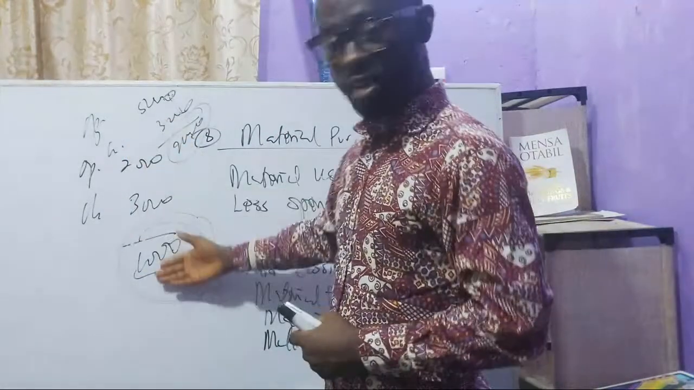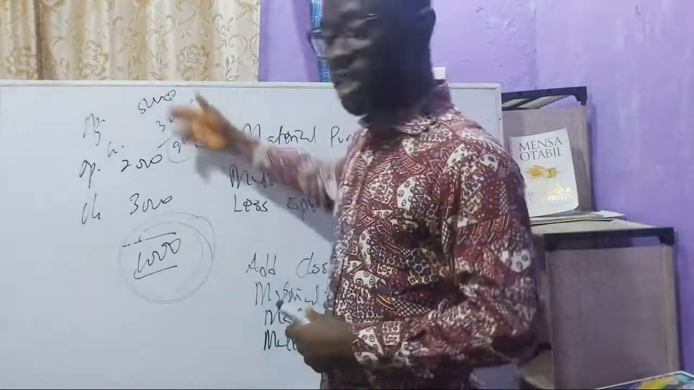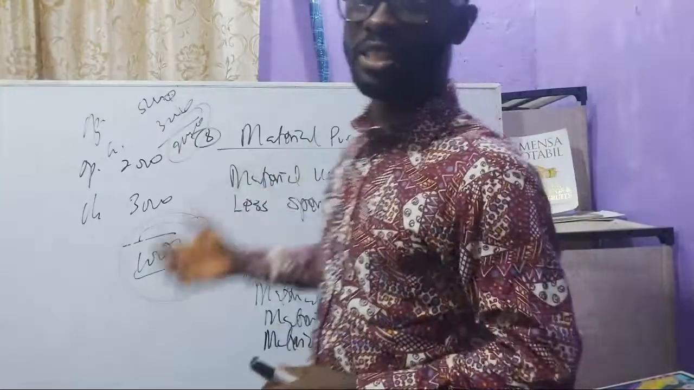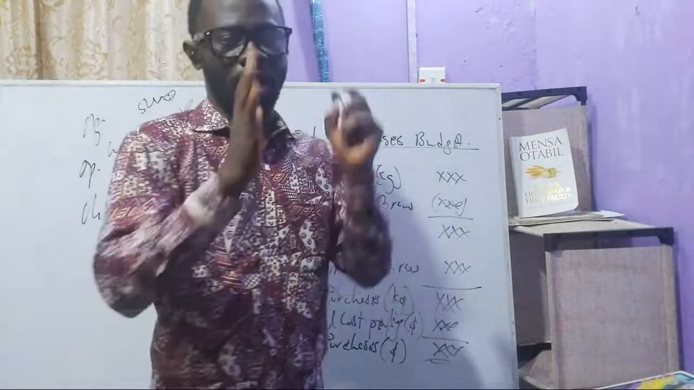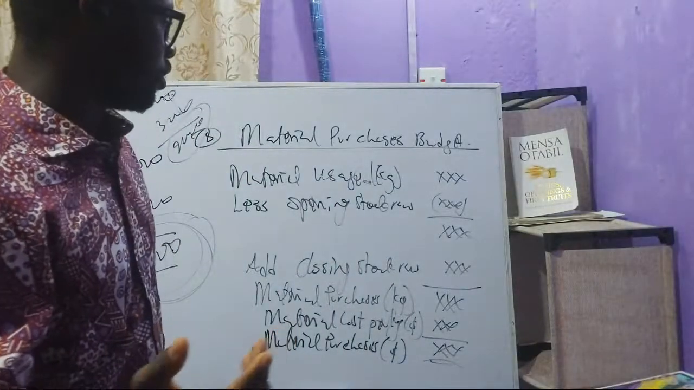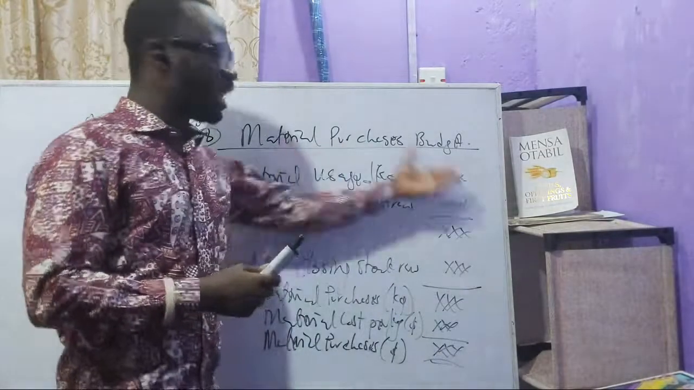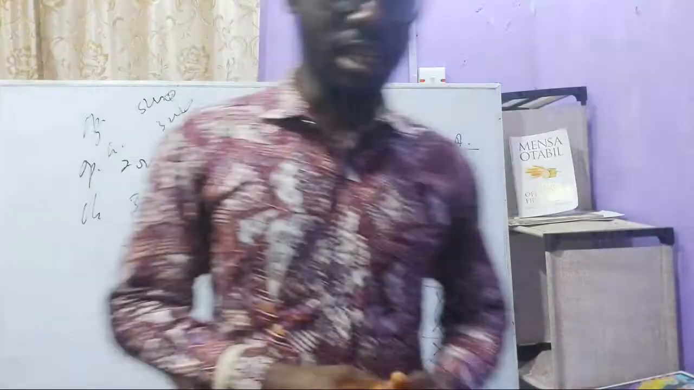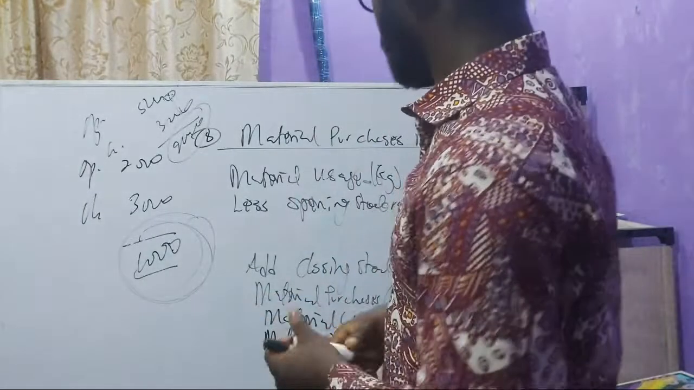So if there is an increase in inventory, we add it. If there is a reduction in inventory, it has to be subtracted. So it's not about how it is taught, it's about understanding the concept. Very, very important. That is also what you must understand about the material purchases budget.